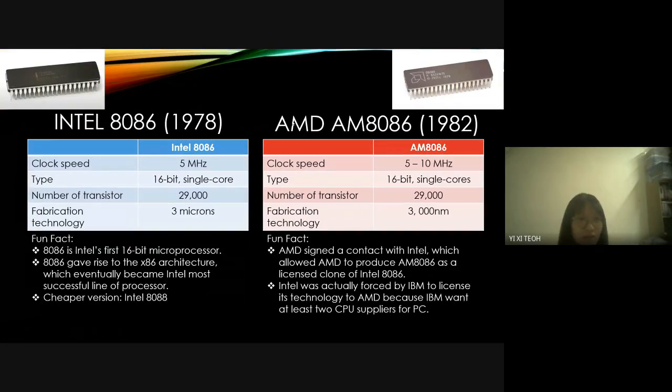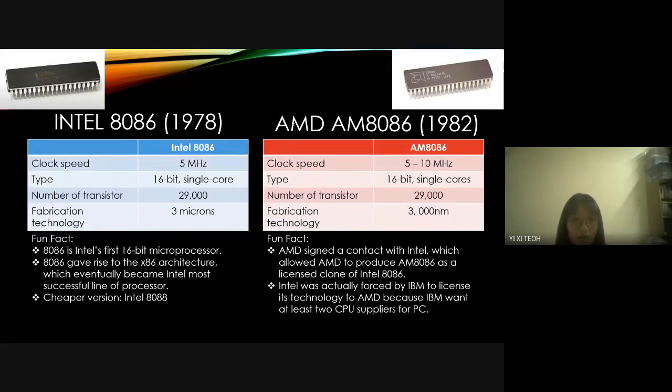Then Intel came with the 8086. This is the first Intel 16-bit microprocessor. It gave rise to the x86 architecture, which eventually became Intel's most successful line of processors. And it has a cheaper version, which is the 8088.